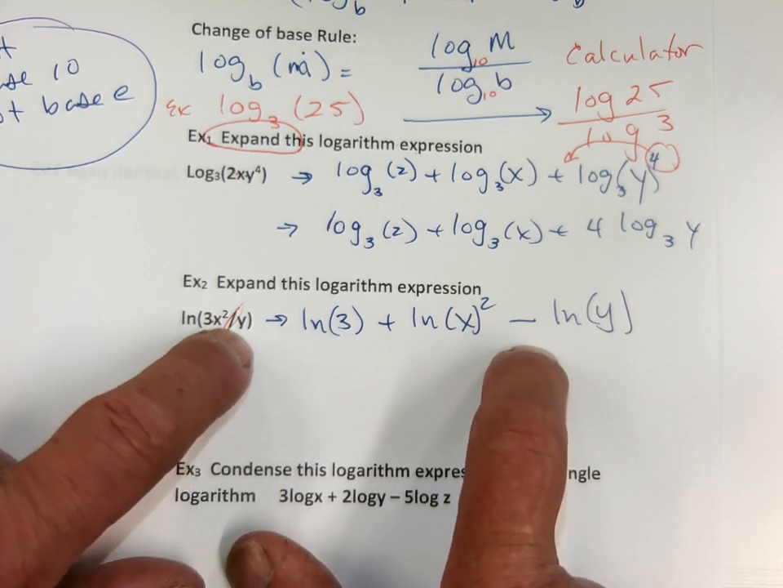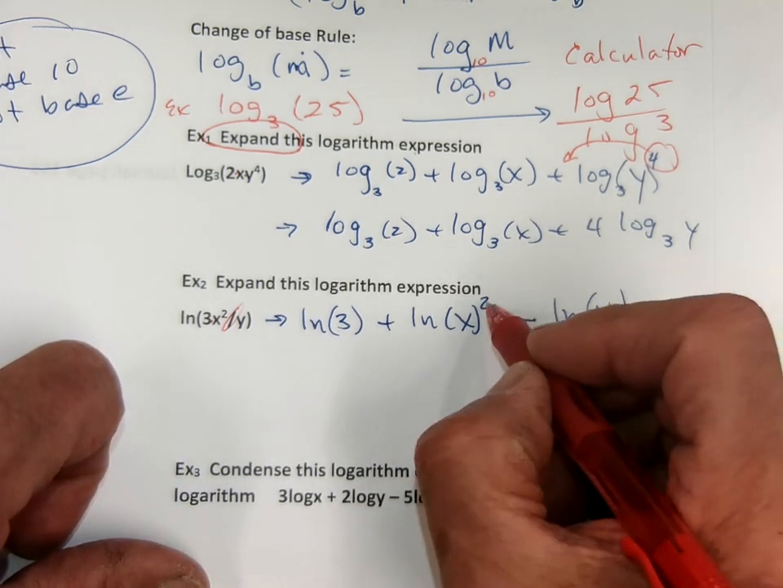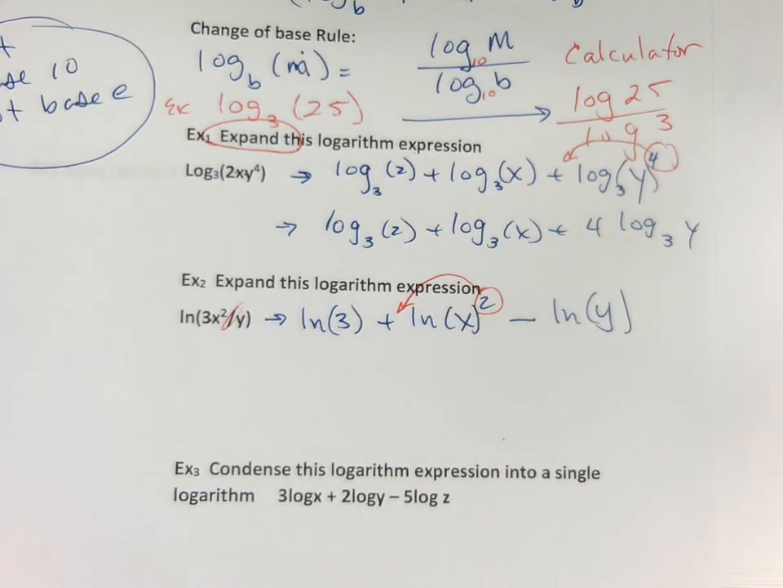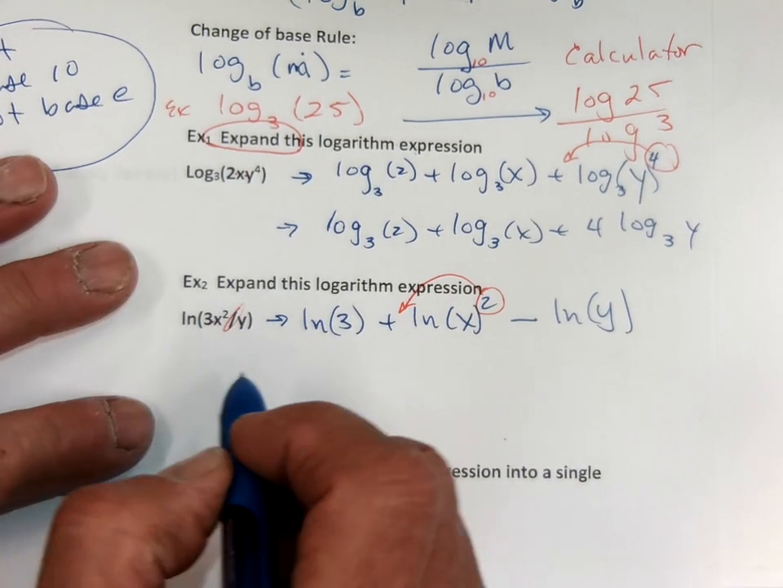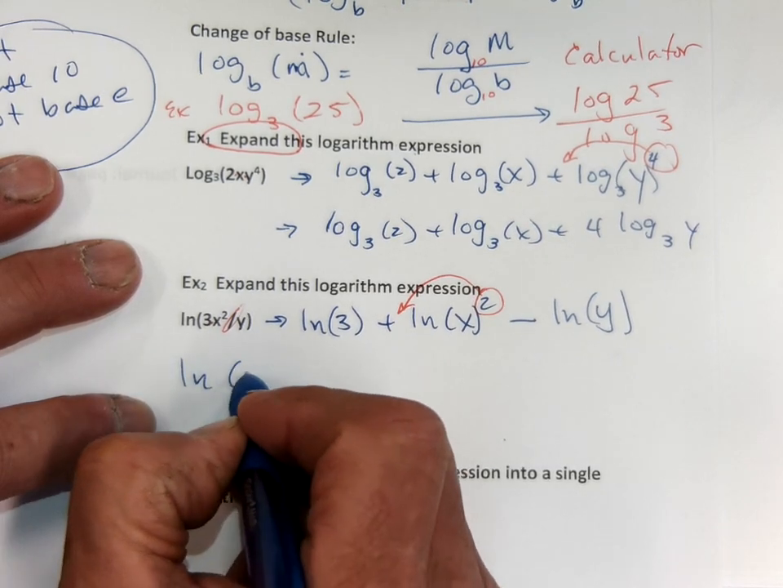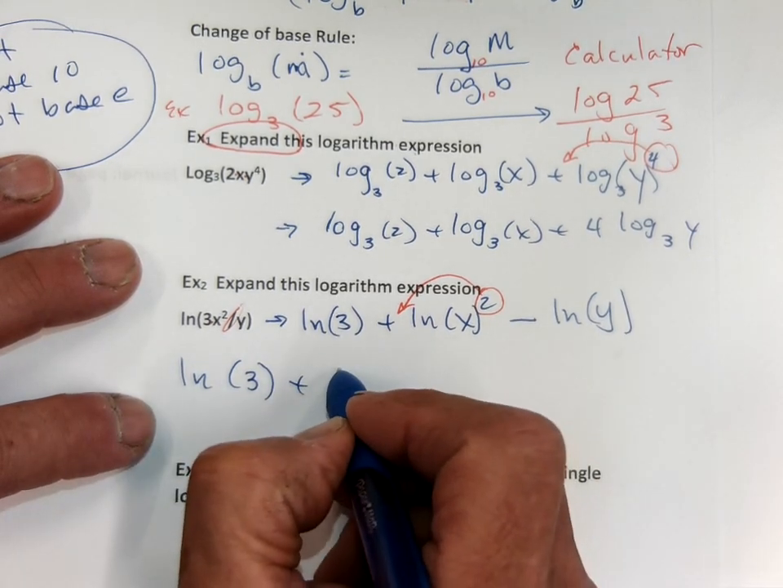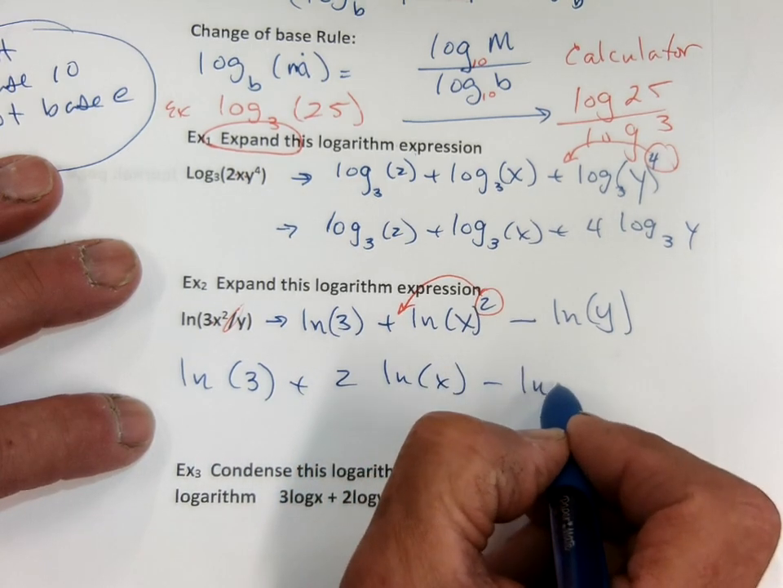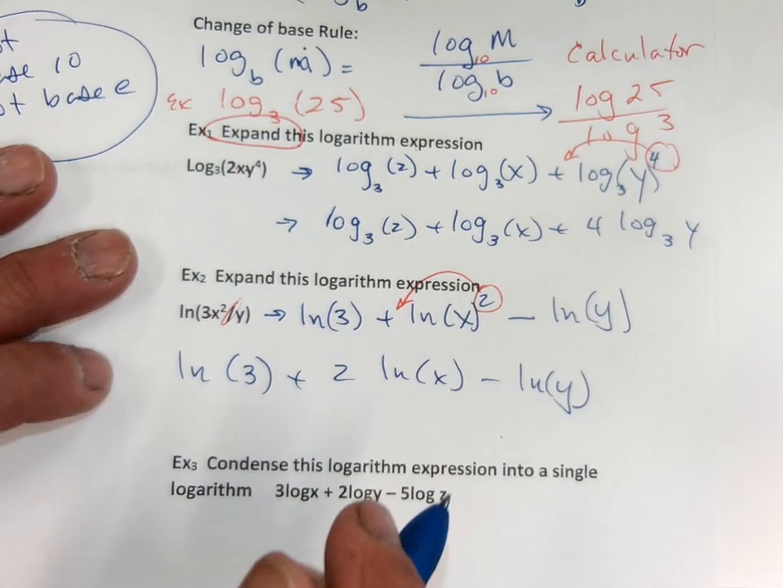Okay? Now, there's one more thing. I have an exponent, so we float the exponent down. Okay? So I'm going to rewrite this as ln of 3 plus 2 ln of x minus ln of y. Okay? That's all we do.